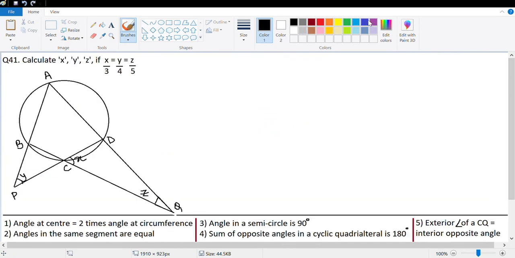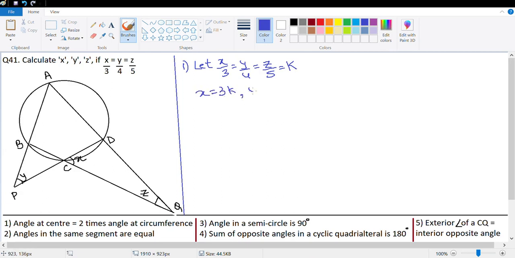The next question that we solve is question number 41. It says calculate angle XYZ if x upon 3 is equal to y upon 4 is equal to z upon 5. So this reminds me of the chapter ratio and proportion, where we realize that in case such a question is given, we need to take it equal to a constant so that life becomes simpler. So let x by 3 is equal to y by 4 is equal to z upon 5 is equal to a constant k, which means x is equal to 3k, y is equal to 4k, and z is equal to 5k. So now we have one single constant, and this should make our life simple.